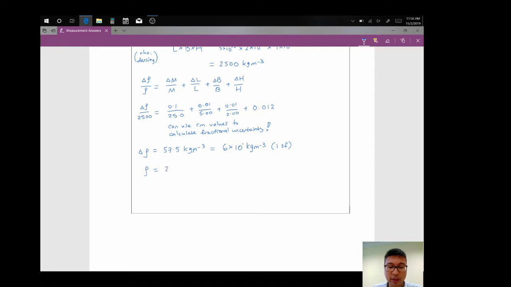Since our density value is 2500, the problem here is that our decimal places are not correct. So we should instead express our answer to the same decimal place: 250 plus minus 6, and then the whole thing multiplied by 10 to the 1 kilograms per meter cubed. Alright, so this is the correct answer. So this is question 13.